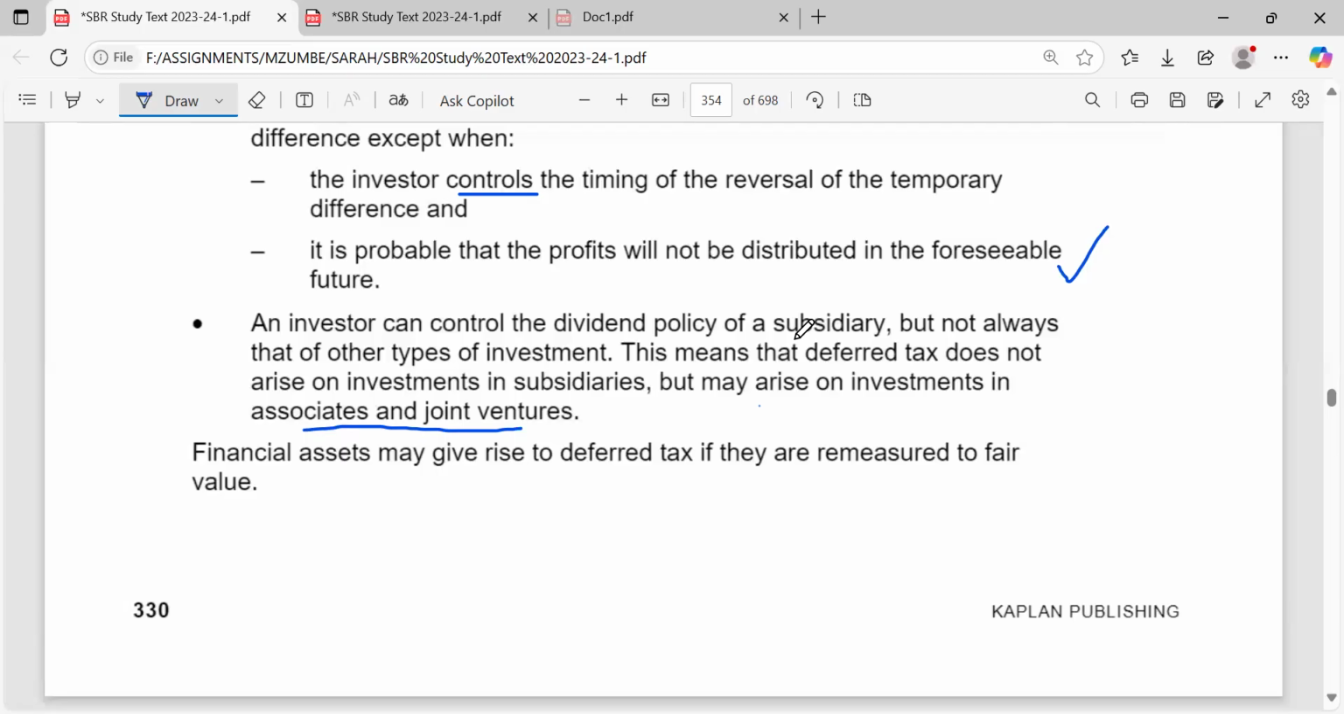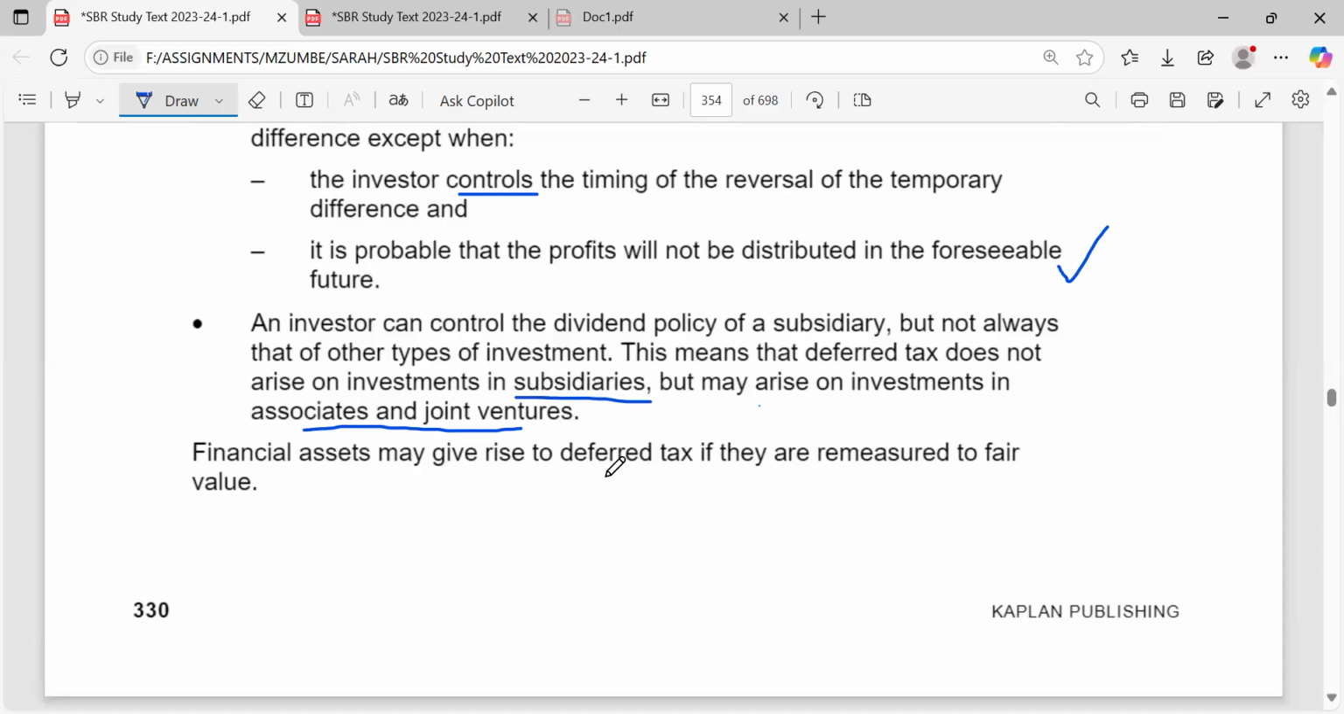For example, for associates, we just have significant influence. For joint ventures, it's not like one investor can decide. They have to combine to make a joint decision, right? That's why we avoid subsidiaries, but if you have associates or joint ventures, we can do it.